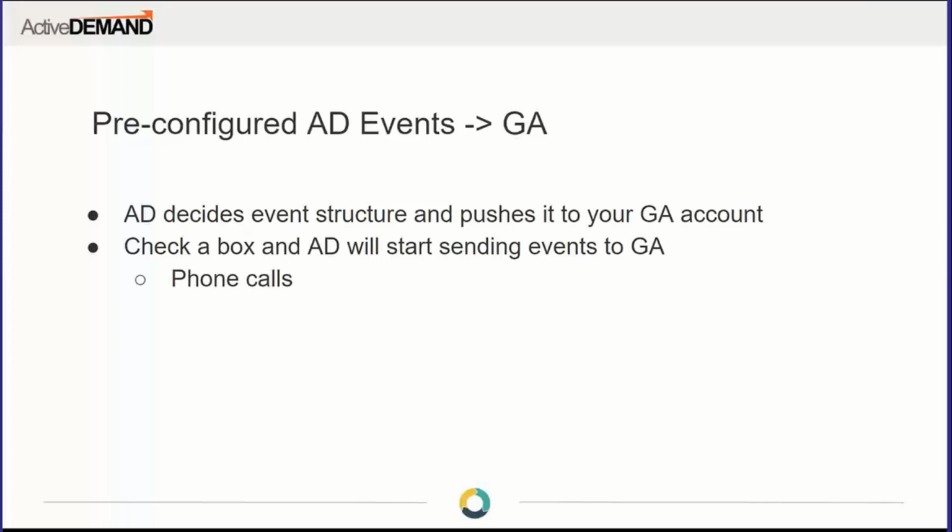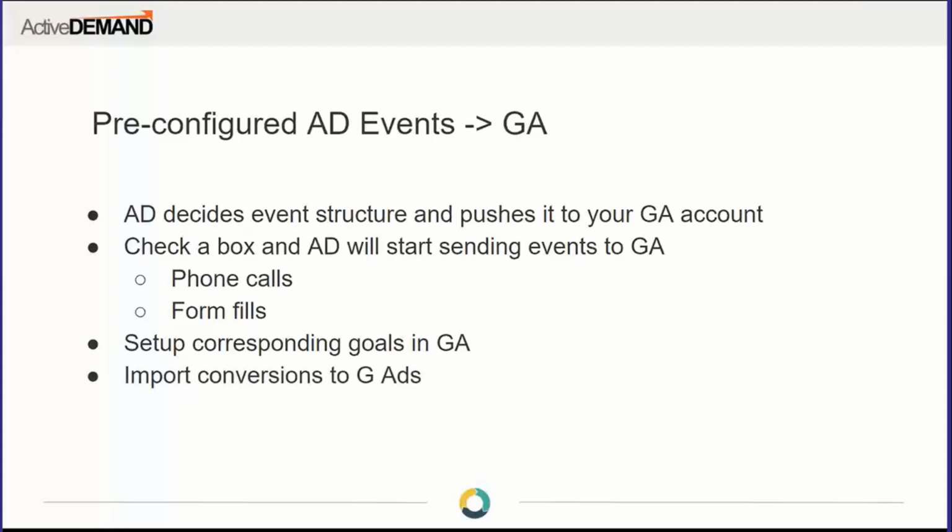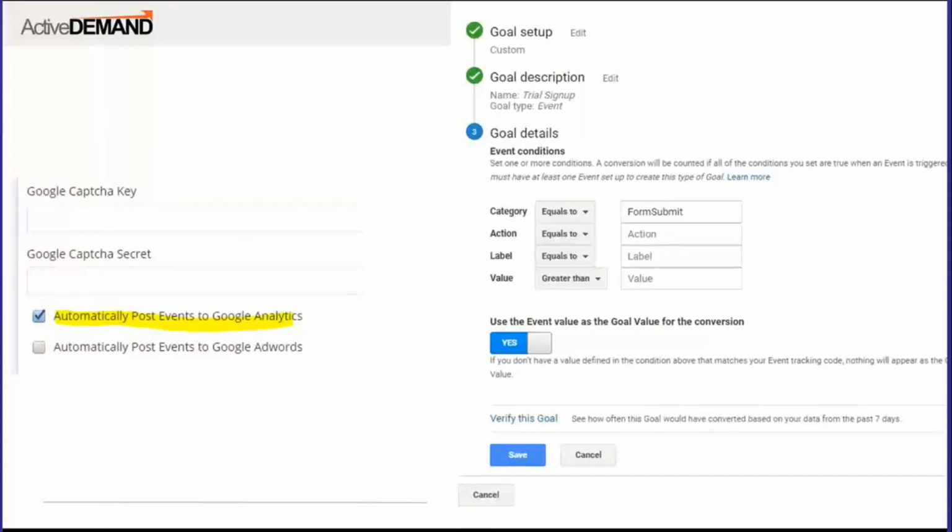Things like phone calls, incoming phone calls, form fills, chats, appointments scheduled, any of the default conversions inside ActiveDEMAND, it's going to fire them over to Google Analytics. Then you set up corresponding goals in Google Analytics, and then you import those conversions into Google Ads to make that final connection. So what does it look like?